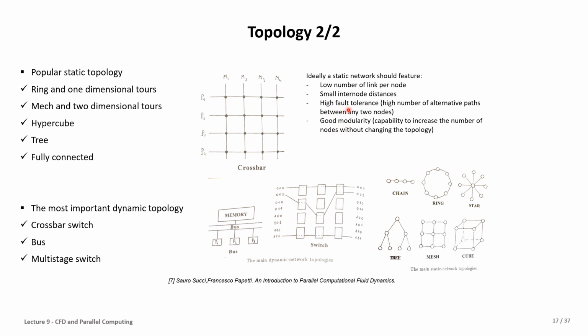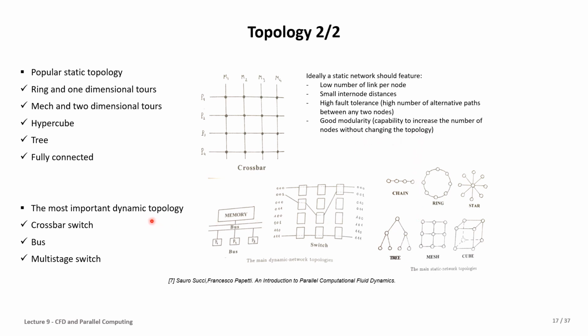Third, high fault tolerance, which means a high number of alternative paths between any two nodes. If we are going from this node to this node, we have two ways, from this side and this side. But in the mesh, we have many different ways to go from here to here, or we can turn around and come from this side. So there are many more ways. Based on these points, we can choose the correct and suitable network for our solution. The last one is good modularity, the capability to increase the number of nodes without changing the topology.